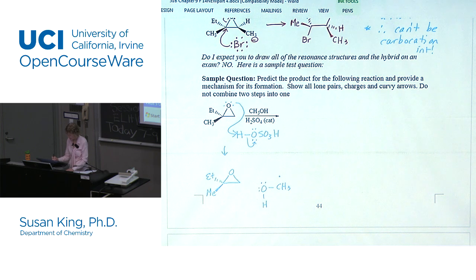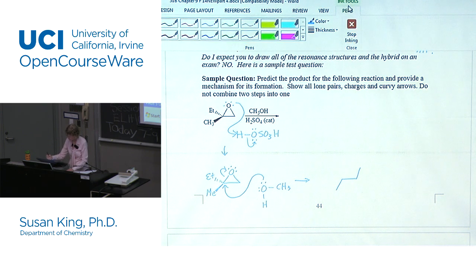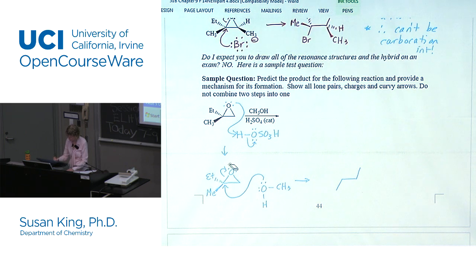Do we deprotonate methanol? No. We don't deprotonate the methanol. Methoxide ion is not going to appear in an acid-catalyzed mechanism. What we are going to do is attack with oxygen on the most substituted side. It's protonated, sorry. Yes. Did not protonate that. Need to do that. I'm trying to show you what not to do. Gosh. Okay, we're good.